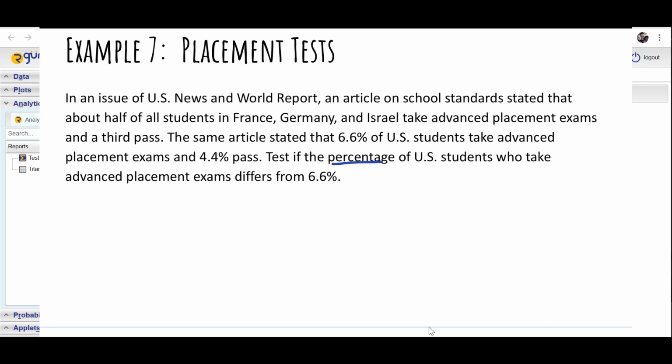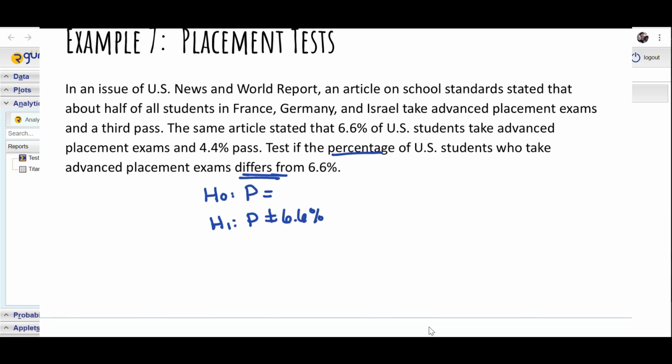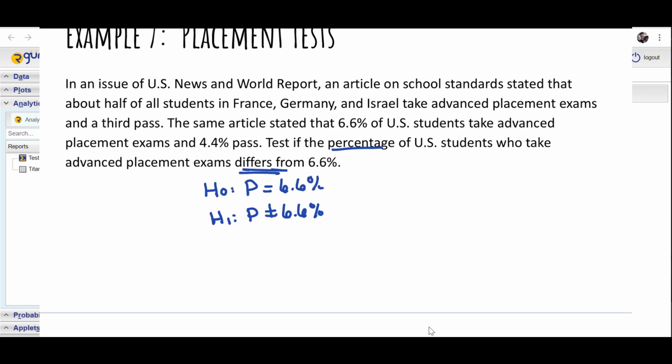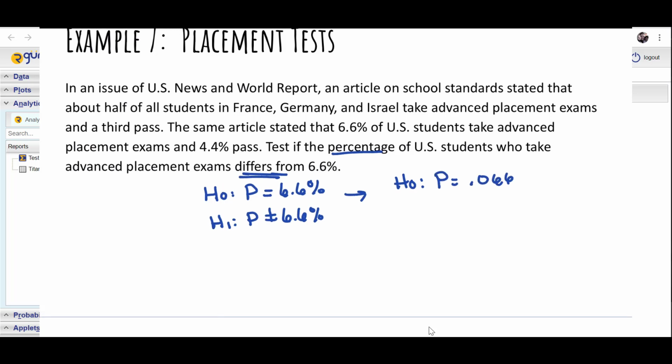So we're talking about percentage. That's just another form for a proportion. So we're going to use P. And always remember the null is equals. So we're testing if the percentage of U.S. students who take advanced exams differs from 6.6%. So again, use the same number there. I would actually write it this way instead. H0: P equals 0.066. And H1 I would write as P is not equal to 0.066.